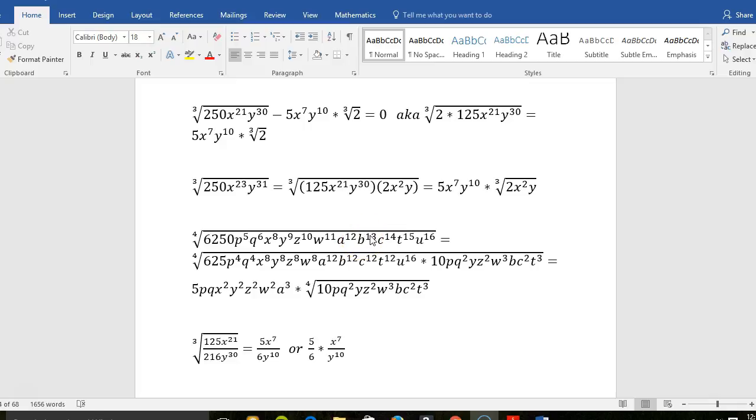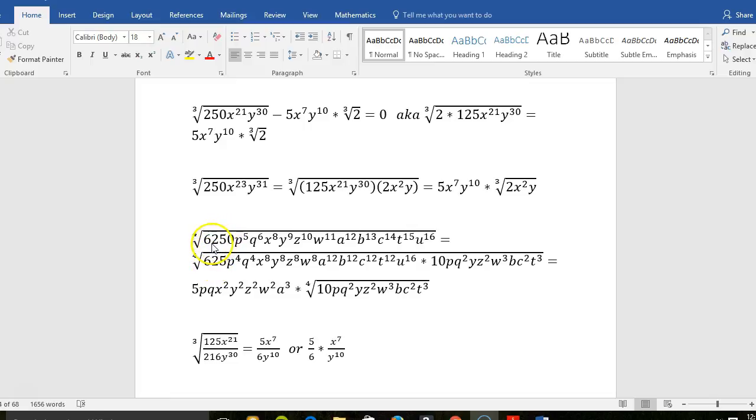Now b to the 13th. The largest multiple of 4 that is smaller than 13 is 12. So I choose 12 for b. And in a similar fashion, I choose 12 for c and 12 for t. However, u is to the 16th power, and 16 is itself a multiple of 4, so I leave u to the 16th alone. Now, what I do is I go down here to this next step.